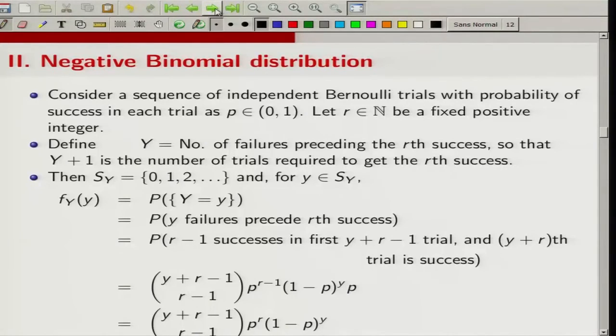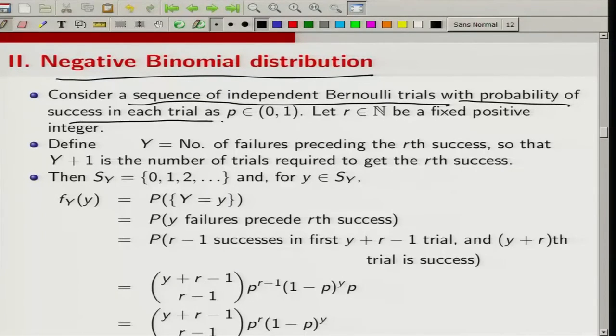Now let us come to another distribution, which is the negative binomial distribution. Suppose you have a sequence of independent Bernoulli trials with probability of success in each trial as p, which is the same from trial to trial. So the probability of success does not change from trial to trial. Let r belonging to N be a fixed positive integer.